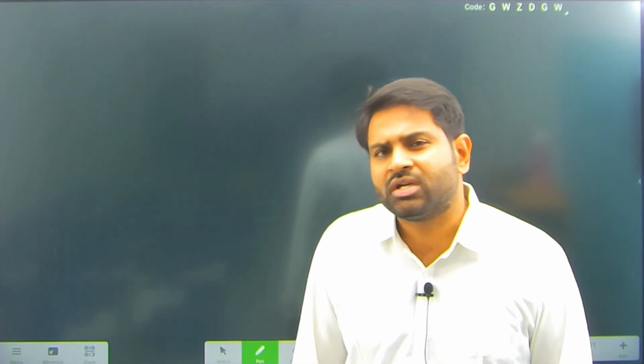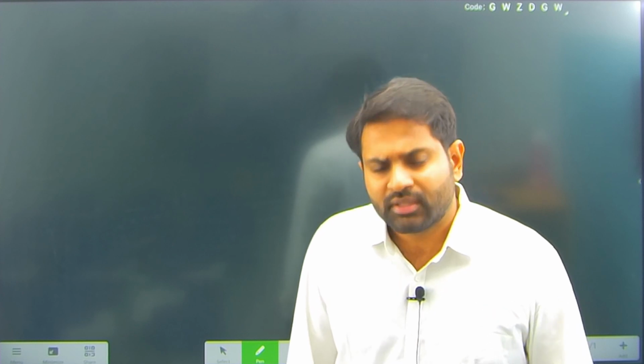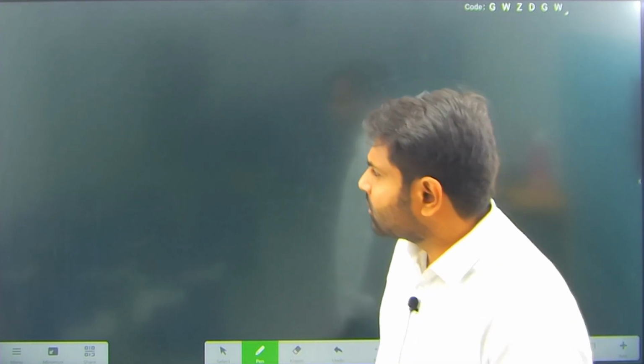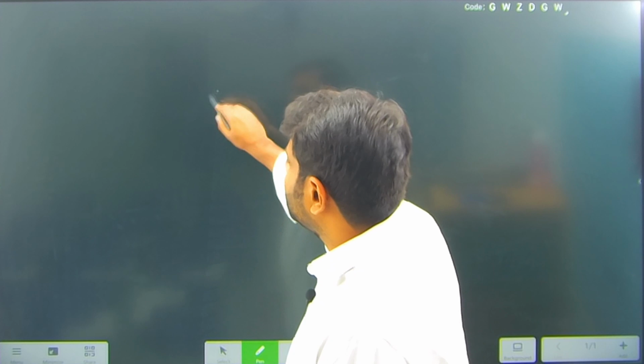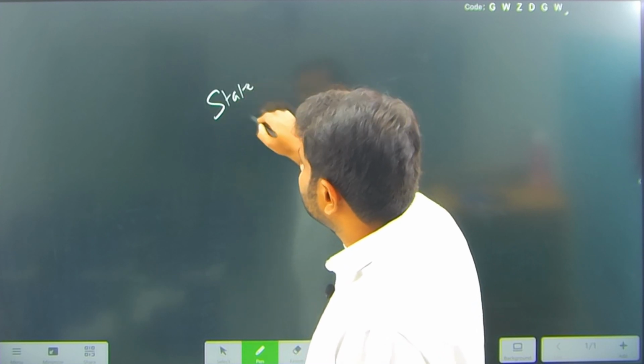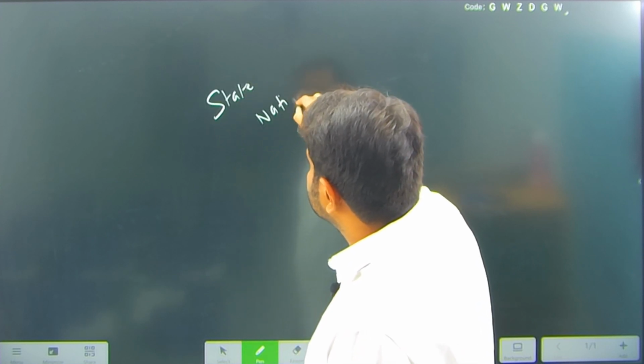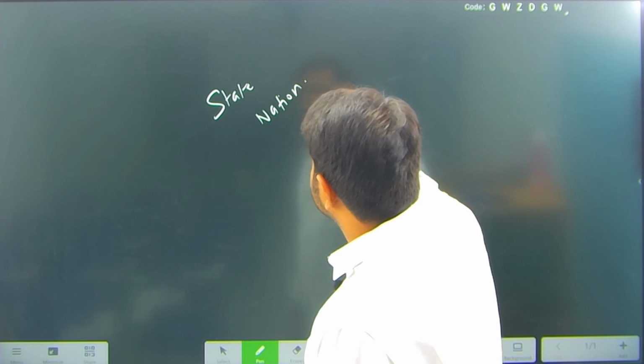Today we are going to see important articles of the Indian Constitution at a stretch. We will try to complete this as fast as possible, right? First of all, we need to remember three important terms. One is state, the second important term is nation, the third important term is constitution.